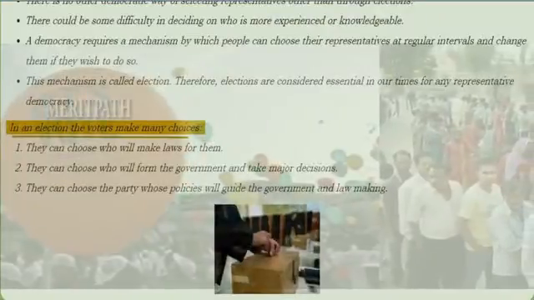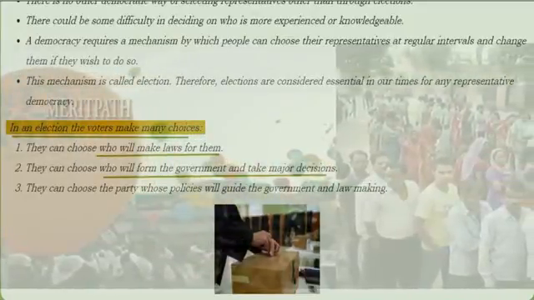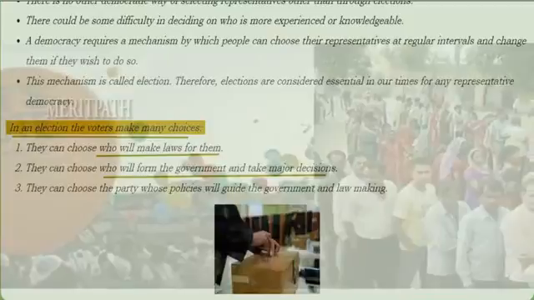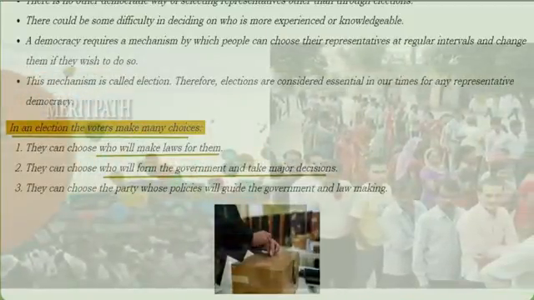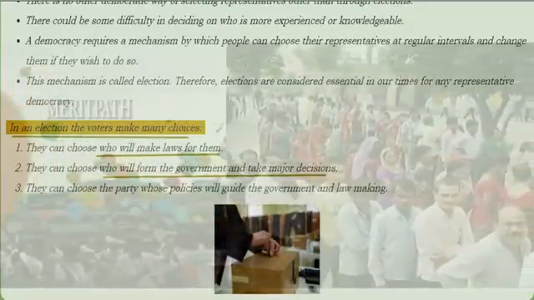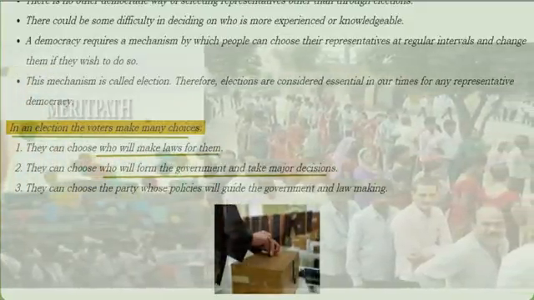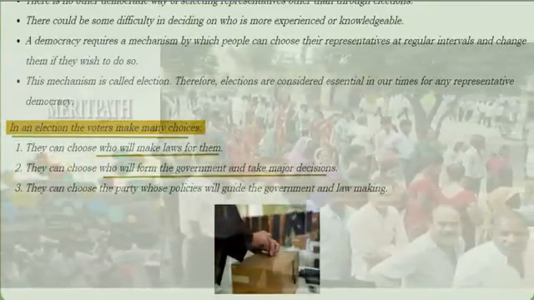In an election, the voters make many choices. They can choose who will make laws for them. They can choose who will form the government and take major decisions. They can choose the party whose policies will guide the government and also the lawmaking. This is a ballot box, and people are casting their vote in this image.